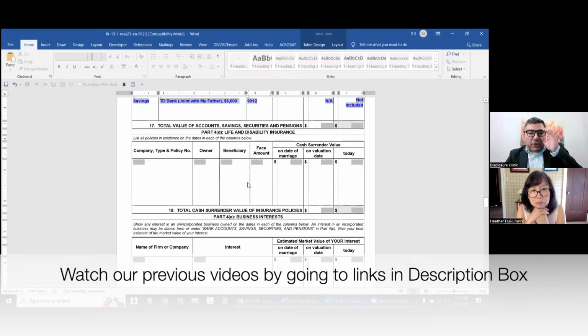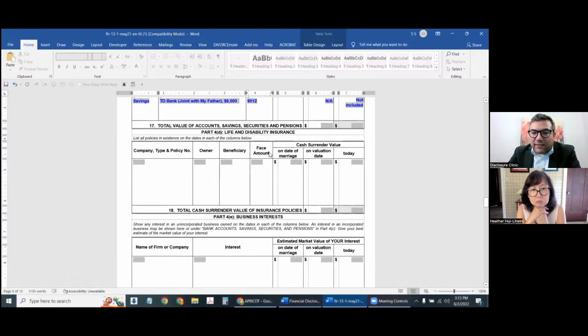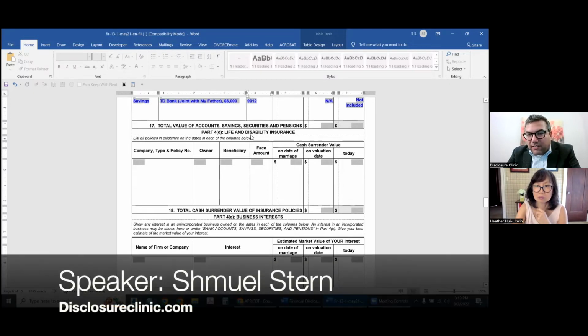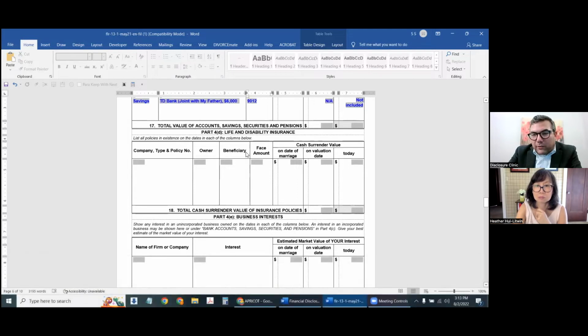I'm not going to spend too much time on life insurance. It is somewhat self-explanatory. We're looking specifically for life and disability insurance. This box serves two purposes. One is for property division, but one is also for security for support, topic for another day.